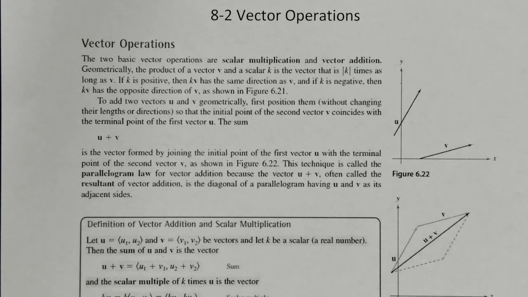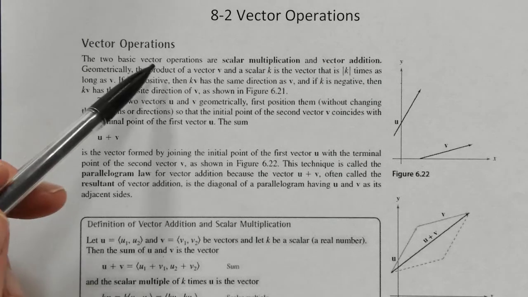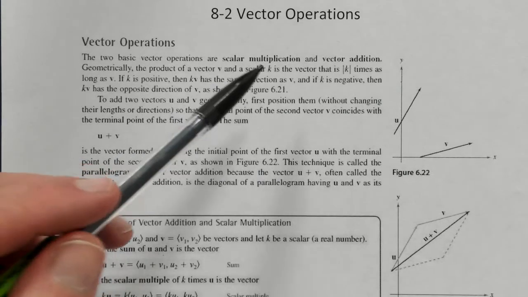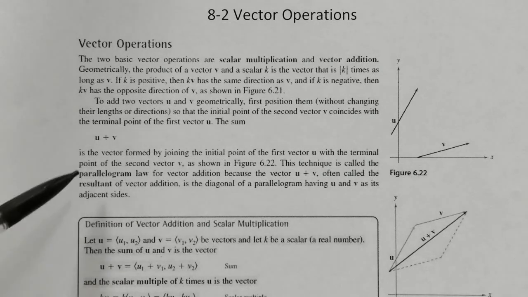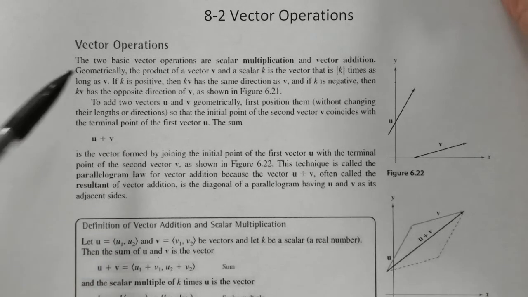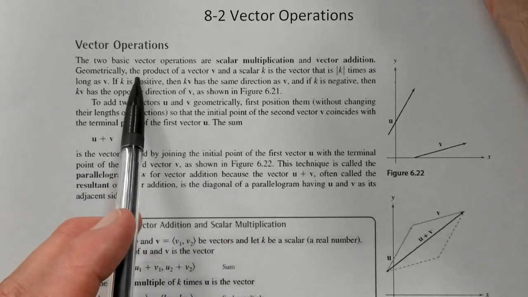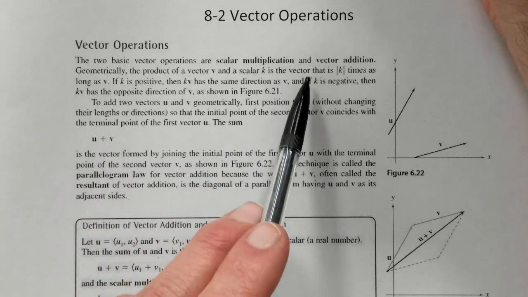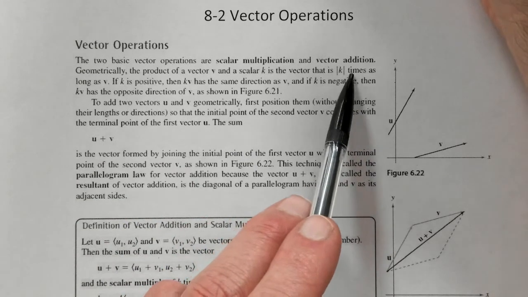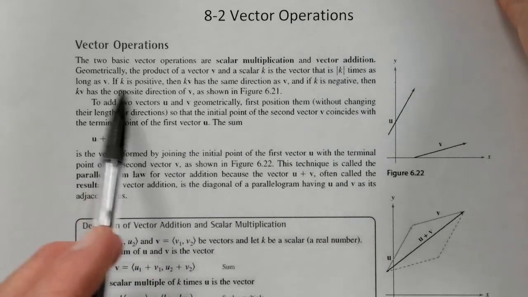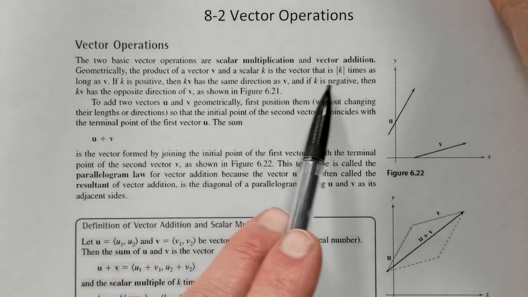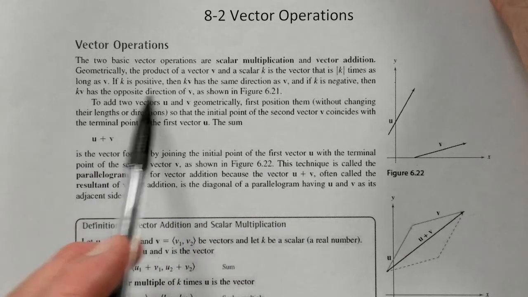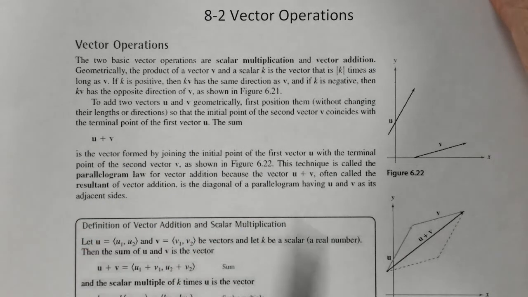In this section 8-2, we're taking a look at two vector operations. Two of the basic vector operations are scalar multiplication and vector addition. Those two processes are described in these paragraphs here. The product of a vector and a scalar is the vector that is the absolute value of k times as long. If k is positive, then k times the vector has the same direction, and if k is negative, then kv has the opposite direction of the original vector.